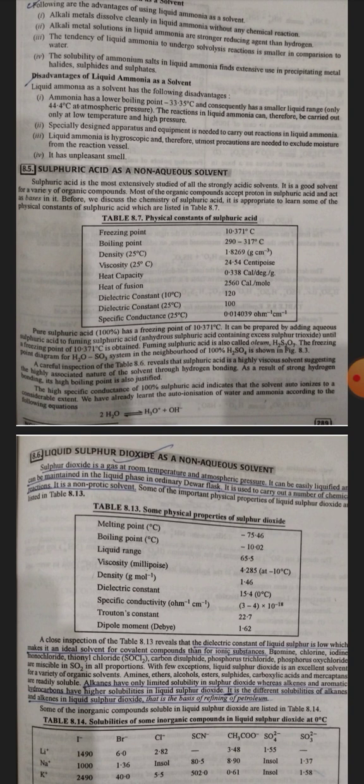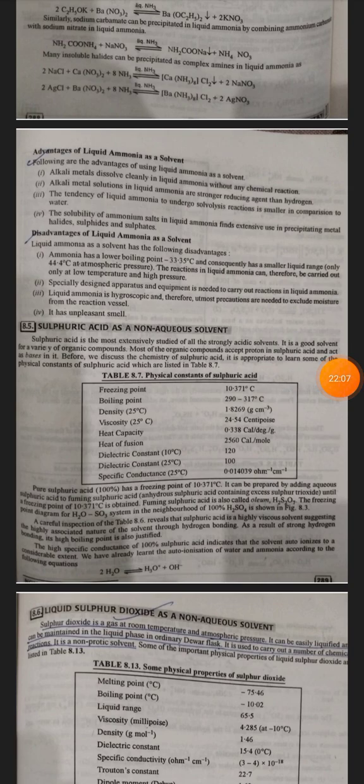The freezing point diagram for the H2O and SO3 system in the neighborhood of 100% H2SO4. A careful inspection of the table reveals that sulfuric acid is a highly viscous solvent, suggesting a highly associated structure of the solvent through hydrogen bonding. As a result of strong hydrogen bonding, the high boiling point is to be justified.